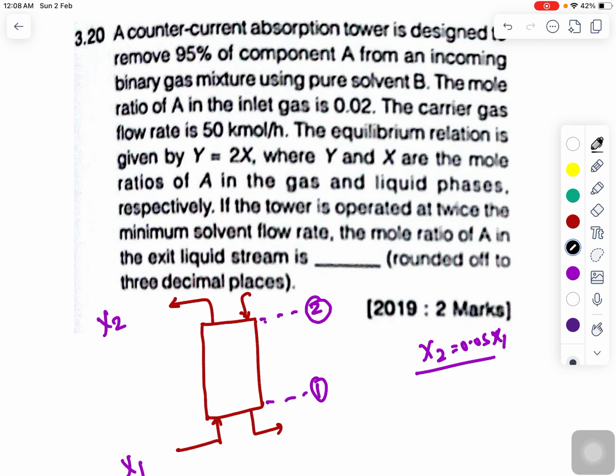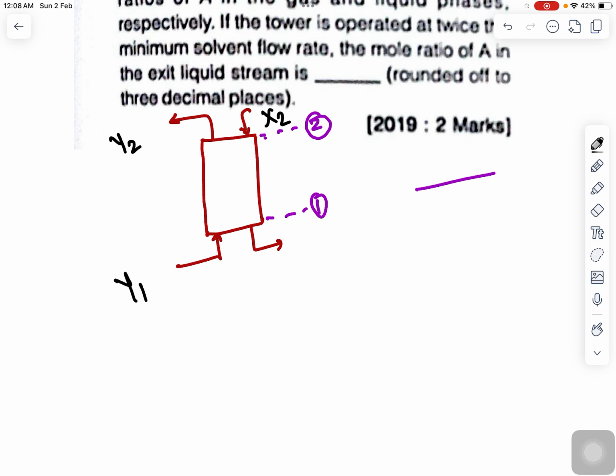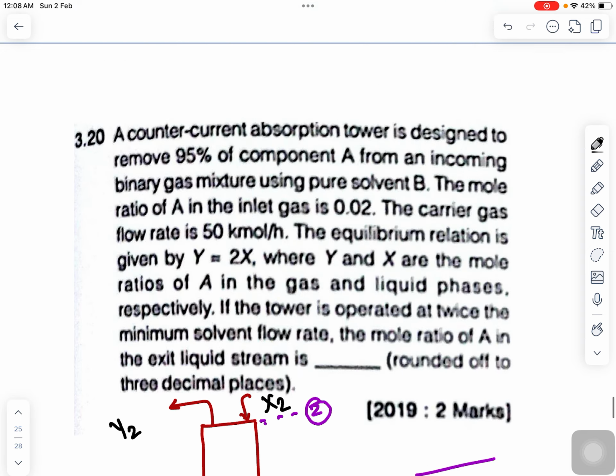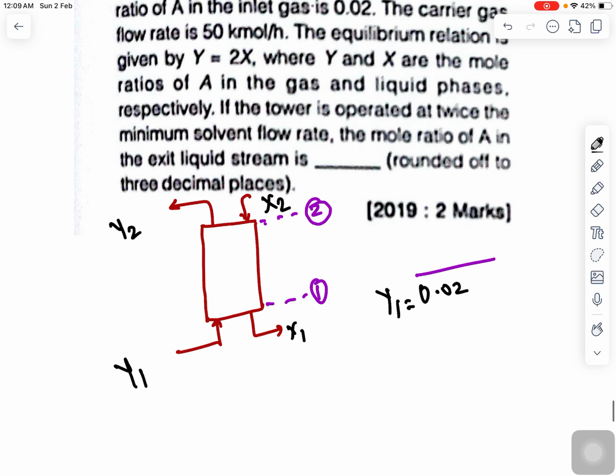And the incoming gas mixture solvent with the mole ratio of A in the inlet gas stream is 0.02. So this is y and this is x. This is y1, this is y2, this is x2 and this is x1. So y1 is given to you as 0.02 in terms of mole ratio. The carrier gas flow rate, G1, is given as 50 kilomole per hour. The equilibrium relation y equals 2x is given to you. We need the mole ratio of A in the gas and liquid phases if the tower is operated at twice the minimum solvent flow rate.